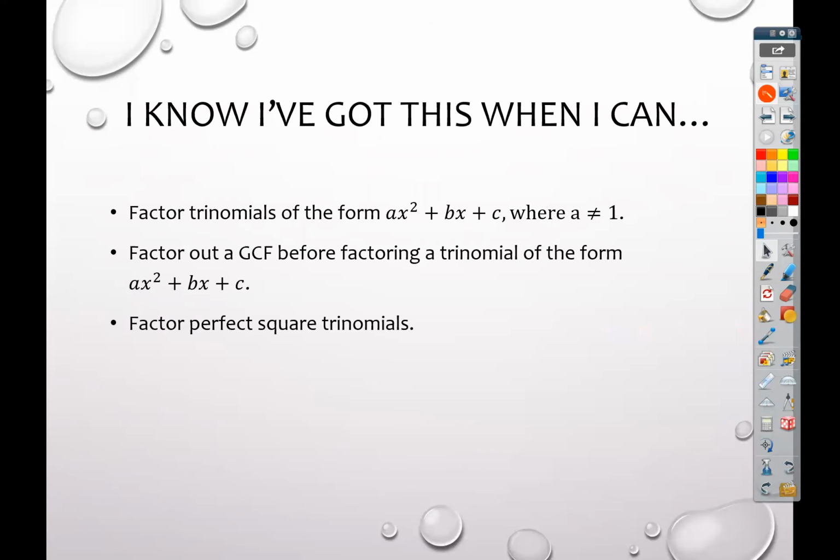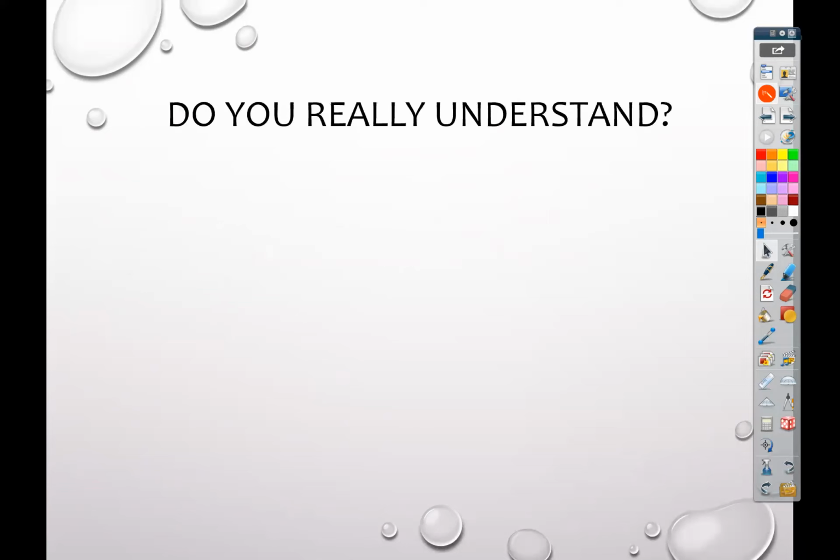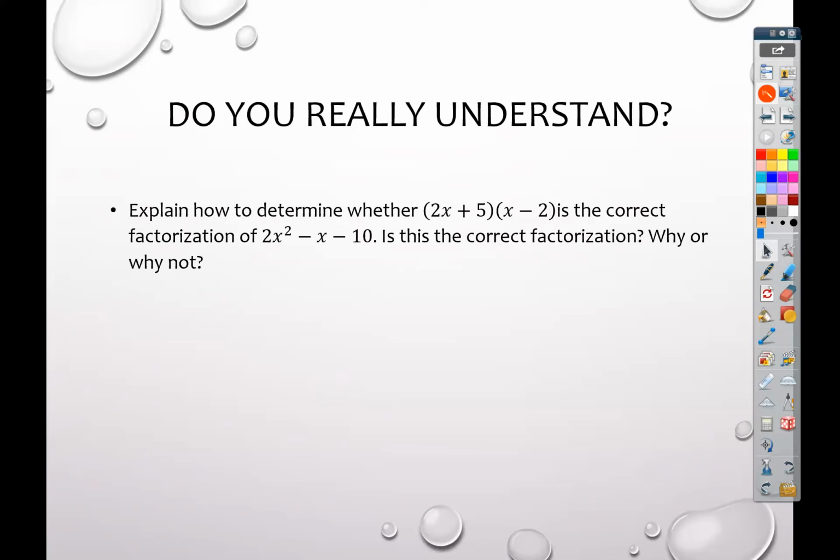Okay, so I know I've got this one. I can factor trinomials in the form of ax squared plus bx plus c, where a does not equal 1. Factor out a GCF before factoring a trinomial in the form of ax squared plus bx plus c, and factor perfect square trinomials. Do you really understand? Explain how to determine whether 2x plus 5 times x minus 2 is the correct factorization of that. Is it the correct factorization? Why or why not?